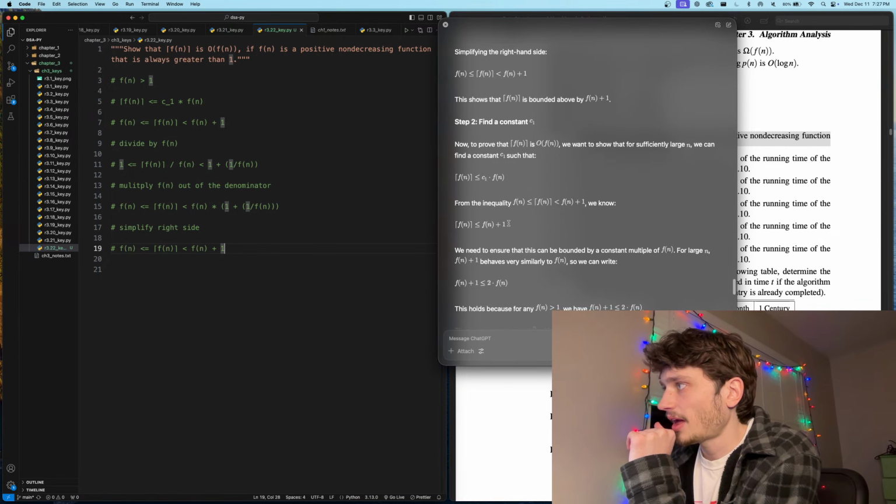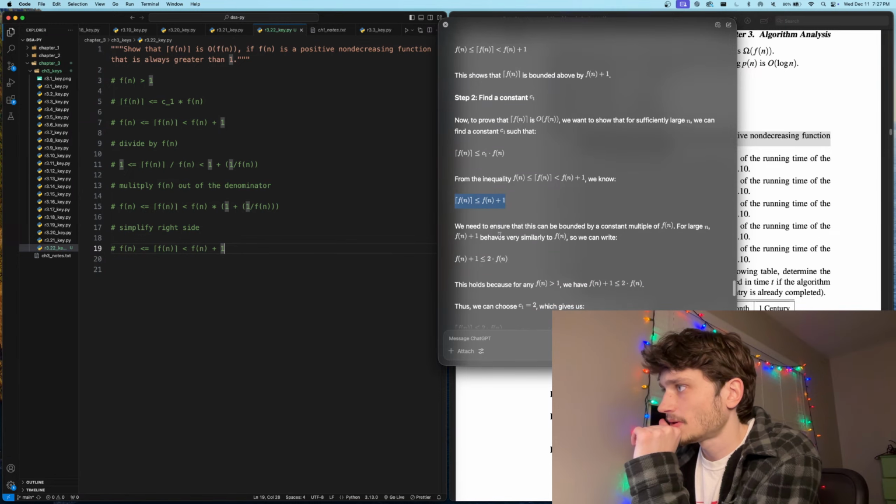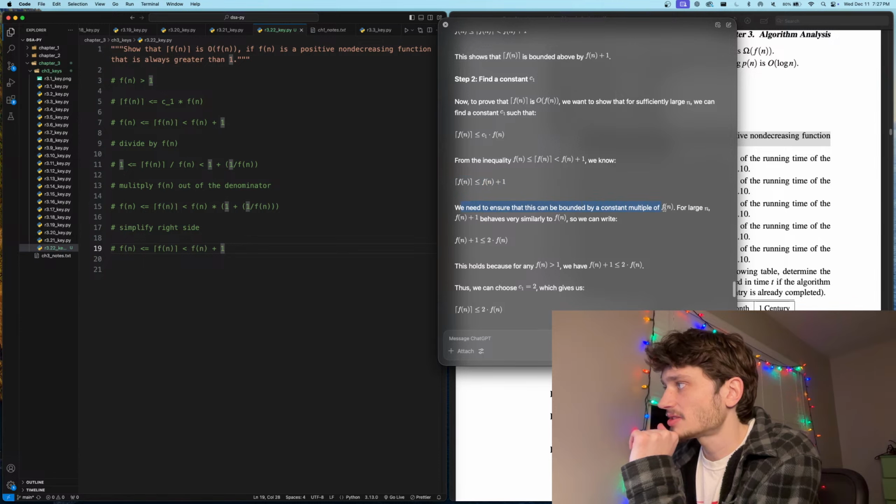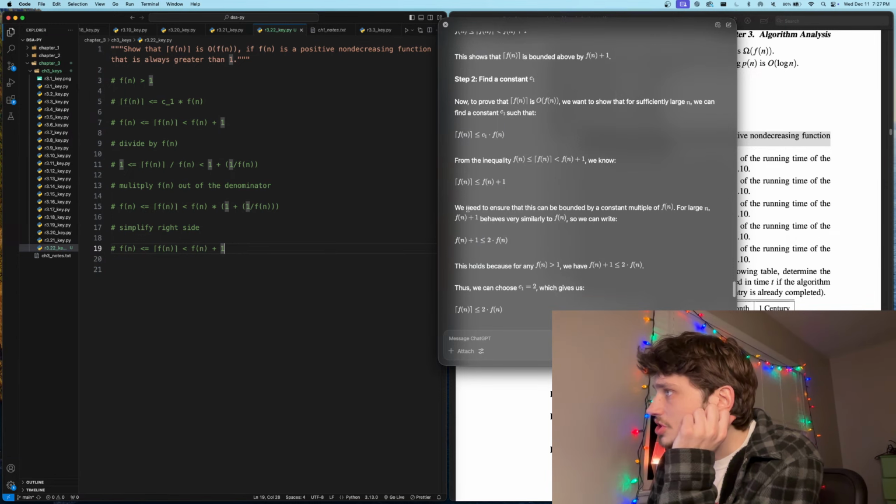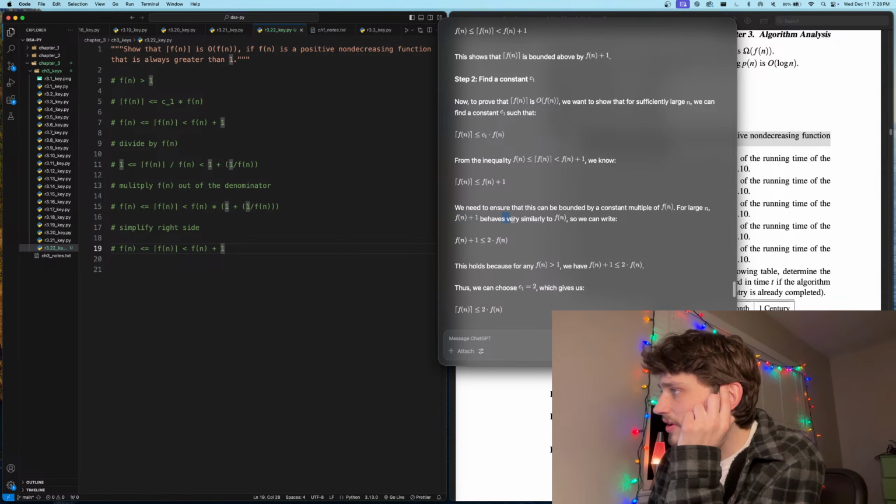From the inequality, we know that we're back at this stage. We need to ensure that this can be bounded by some constant multiple of f of n for large n. f of n plus 1 behaves very similarly to f of n. So we can rewrite this as f of n plus 1 is less than or equal to 2 times f of n.